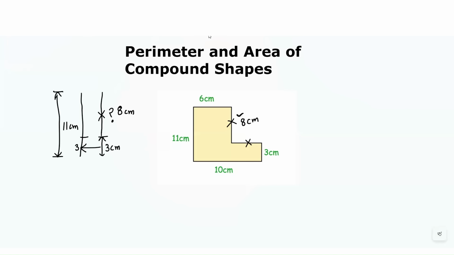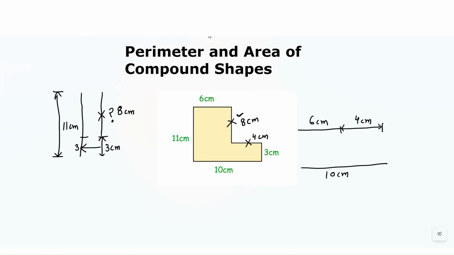Now we need to find the horizontal missing side length. For that, I will draw all the horizontal lines given in the diagram. They have given us 10 centimeter. Then they have given at the top 6 centimeter. And we need to find how much this one is, which we don't have. So 10 minus 6 is equal to 4 centimeter. So this missing side length will be equal to 4 centimeter.